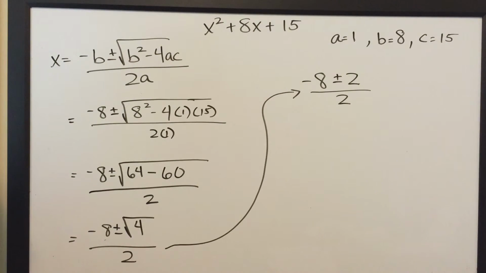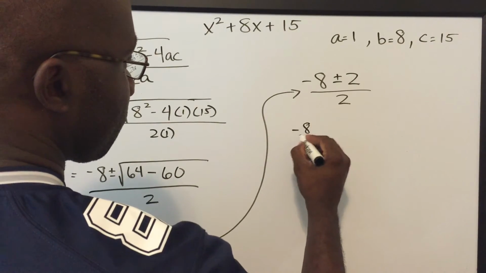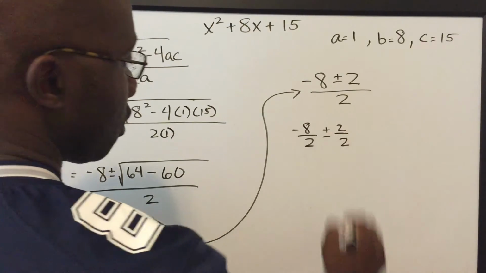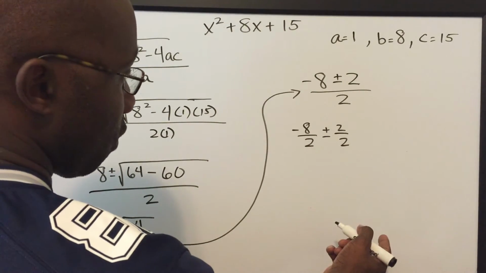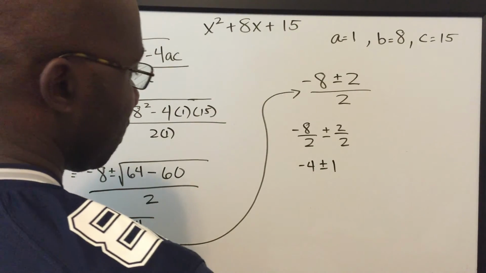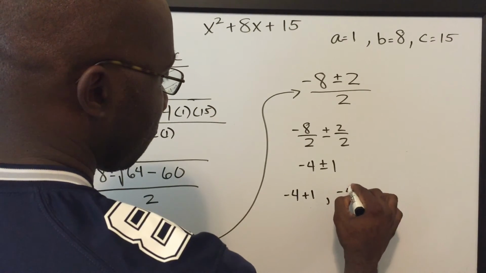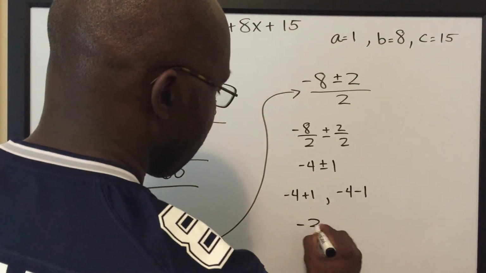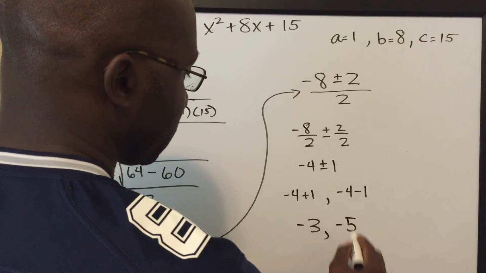All right, so now we can break this up. We can say minus 8 over 2 plus or minus 2 over 2. We can simplify that: minus 8 over 2 is negative 4, plus or minus 1. So the answer is negative 4 plus 1 and negative 4 minus 1. Negative 4 plus 1 is minus 3, and negative 4 minus 1 is minus 5. So that's our final answer.